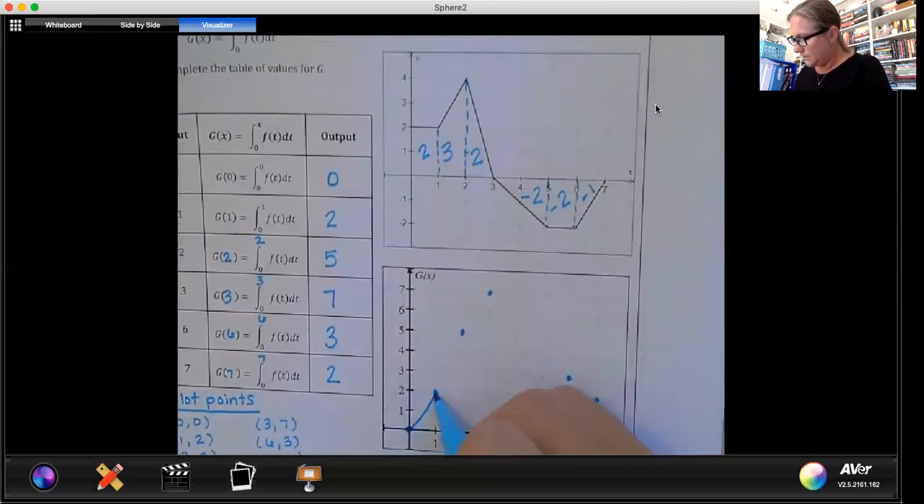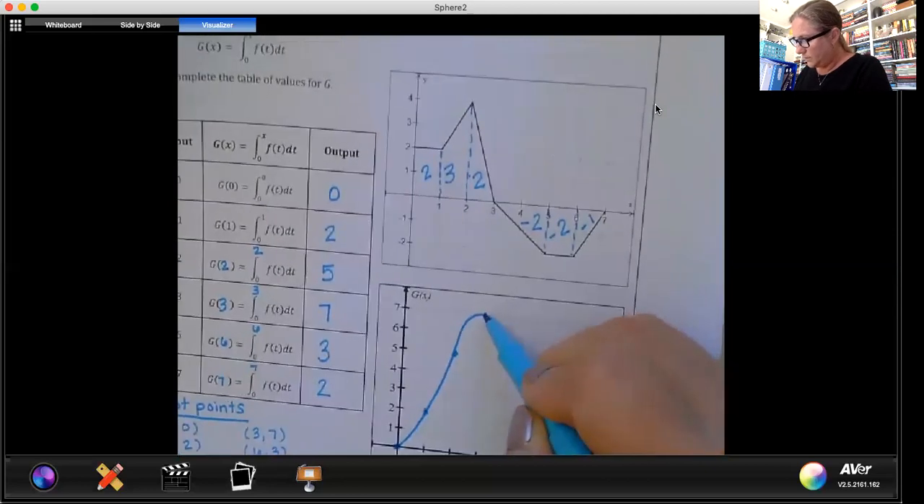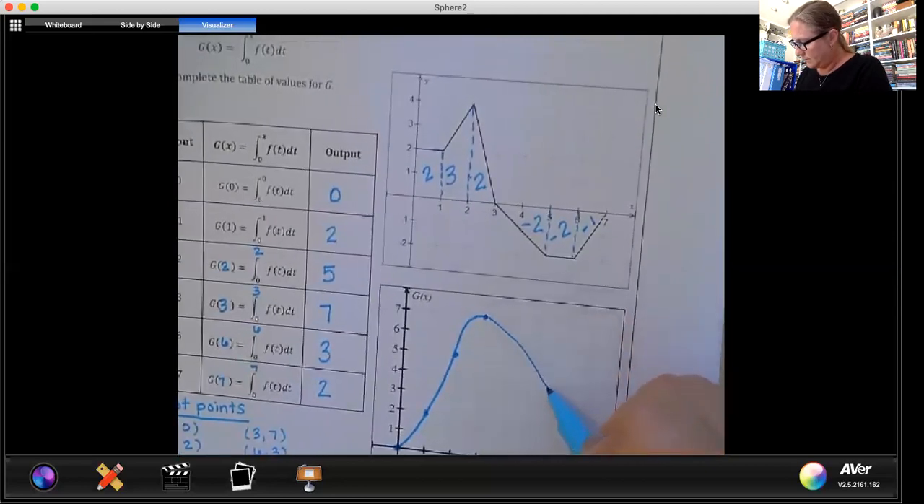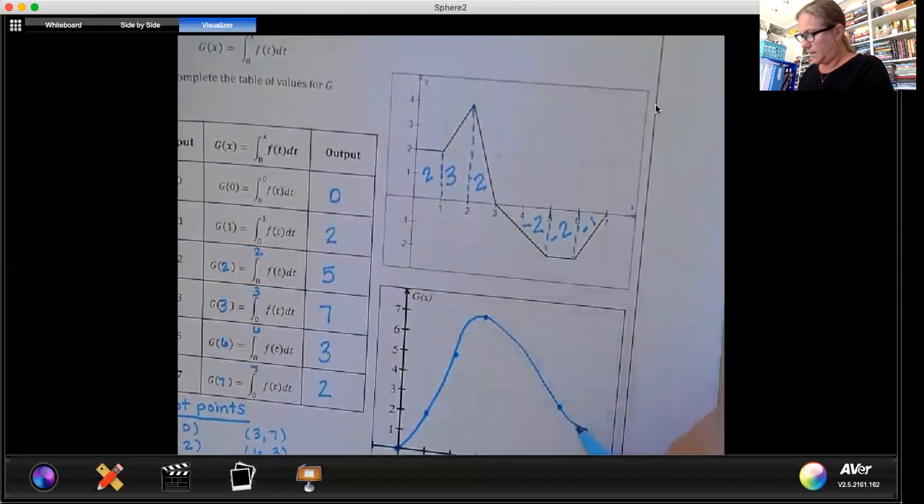Connect your dots. You can see you're going to have a slight curve before you start to come back down and then stop.